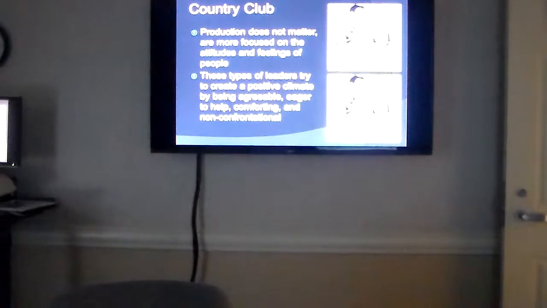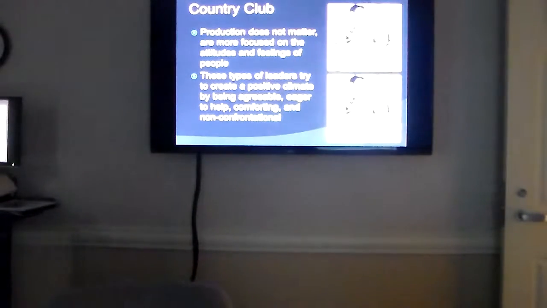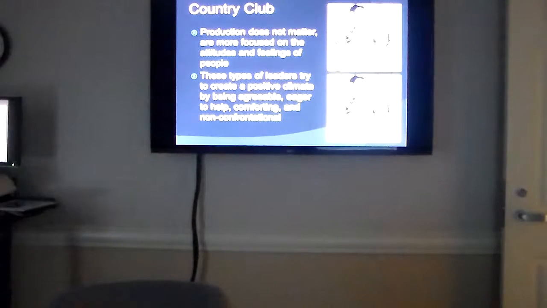We're not focused on production, we're worried about how people feel and how people care and interact with each other. There's positive climates. People should be agreeable, they want to help each other, they should comfort each other, and it should be non-confrontational. It'd be great if all work environments were like that. The problem with it is, what happens when the jobs and the tasks don't get done?